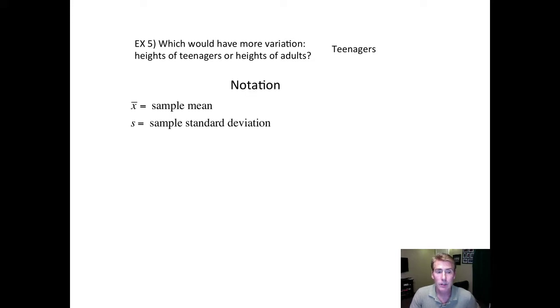Okay, some notation. The X bar means the sample mean. So that means you have a group of 35 people, you find out the average, that's what X bar is. And S is the sample standard deviation. If you're talking about the whole population, so if this was the whole United States, let's say, then we would use the mu for population mean, and standard deviation would be the sigma.